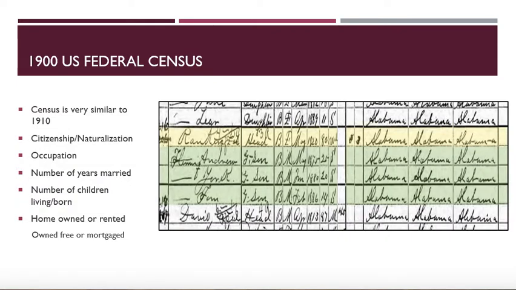The final census that we will look at is the 1900. It is very similar to the 1910, and much of the information will look familiar to you. Let's look at Mrs. Rankin. Mrs. Rankin is an 80-year-old woman living with her 3 grandsons. She is a widow and has given birth to 8 children, and 3 are still living.